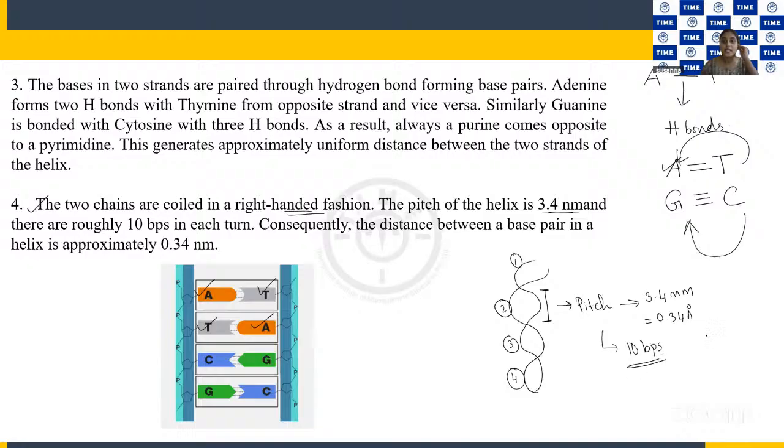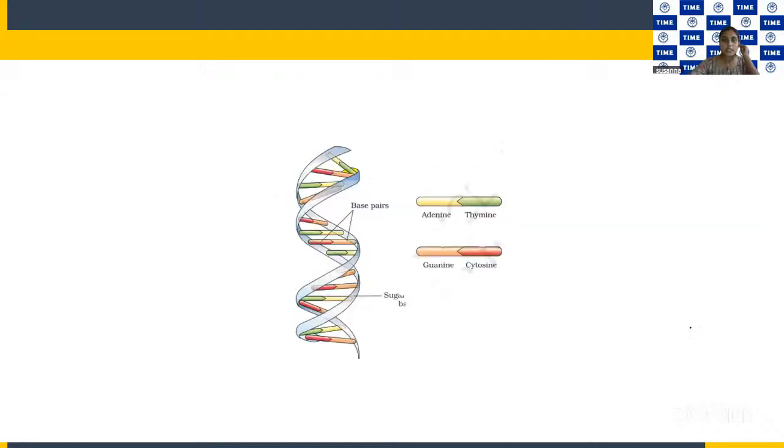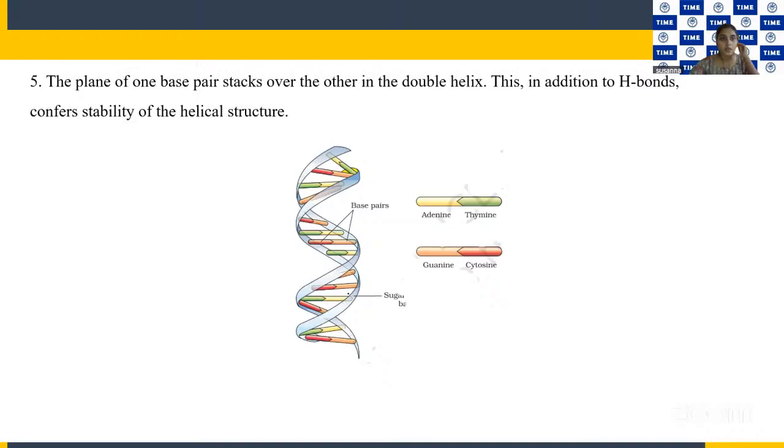You have 10 base pairs coming in one turn or pitch. You can find an equal space. This is the double helix model that you see. The plane of one base pair stacks over the other in the double helix.